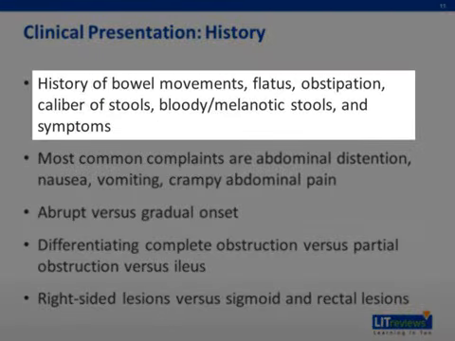Obtain the patient's history of bowel movements, flatus, obstipation, changes in the caliber of stools, or passage of melanotic stools, which may suggest carcinoma, and symptoms. Major complaints in patients with large bowel obstruction include abdominal distension, nausea, vomiting, and crampy abdominal pain. An abrupt onset of symptoms makes an acute obstructive event such as a cecal or sigmoid volvulus a more likely diagnosis. A history of chronic constipation, long-term cathartic use, and straining at stools implies diverticulitis or carcinoma.